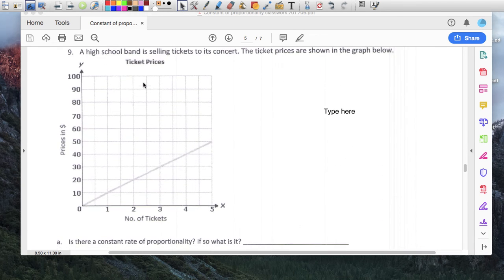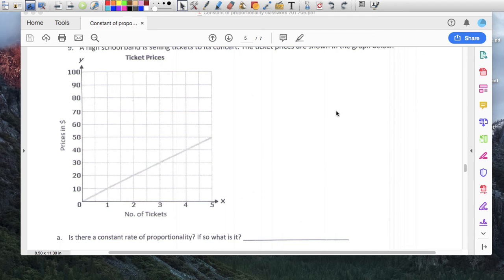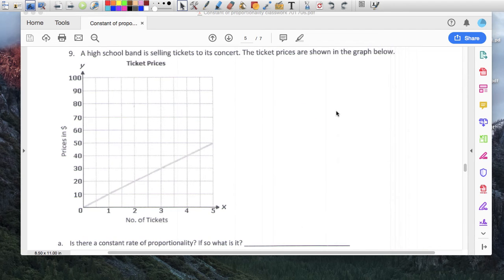High school band. Is there a constant of proportionality? Yes, there is, because it starts at (0, 0). In this case, it's a straight line. What is it? Well, at 1, look for 1. So at 1 ticket was $10, right? So your constant of proportionality is the same thing as your unit rate. Your unit rate will always be when X equals 1. So my X value, my Y value. So the unit rate is $10 for 1 ticket, which is Y and then X at the bottom, 1 ticket.